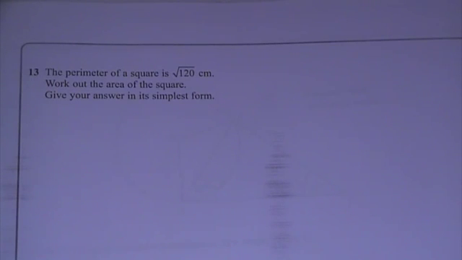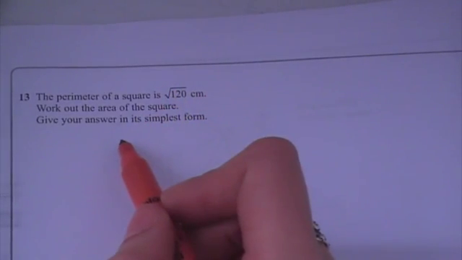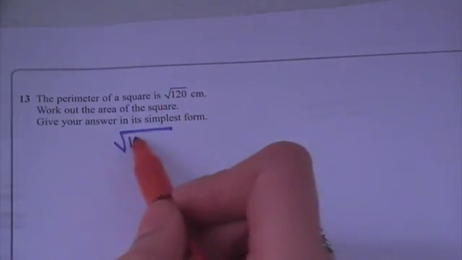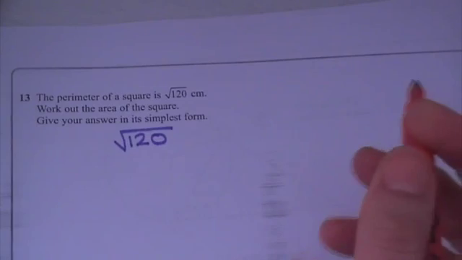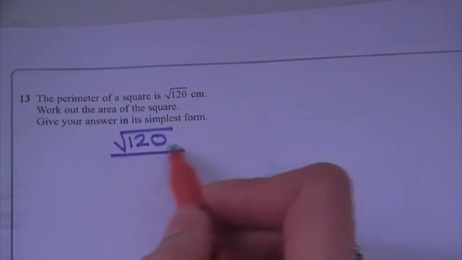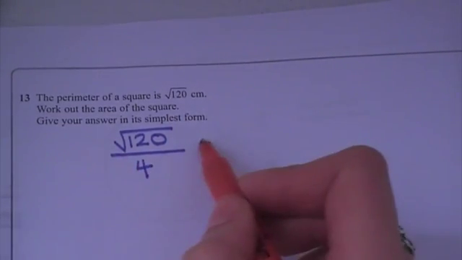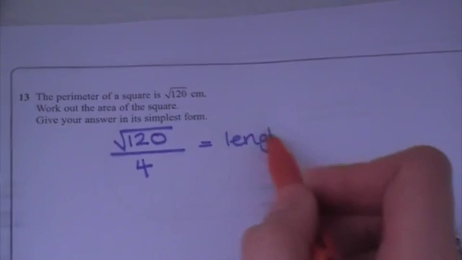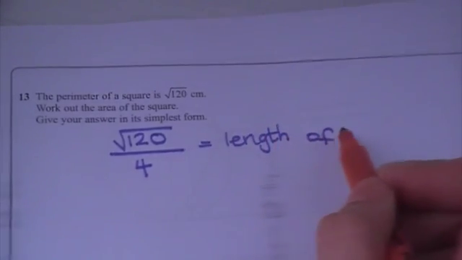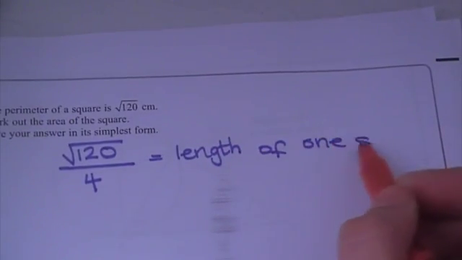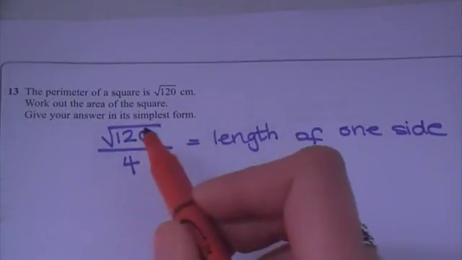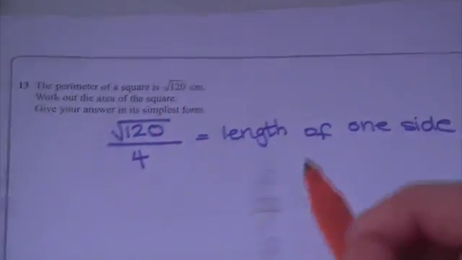Question 13. The perimeter of a square is root 120 centimetres. Work out the area of the square. Give your answer in its simplest form. So if this is the perimeter, so that's all 4 sides added together, one of those sides must be that divided by 4. So that's the length, because all sides on the square are the same length. If that's the perimeter, that's all 4 of them, so one of them would divide that by 4.